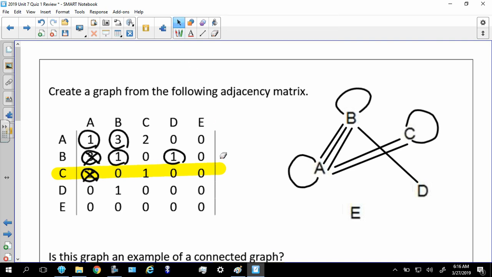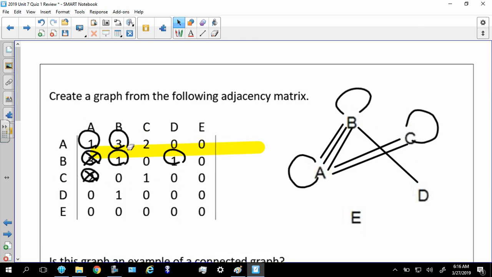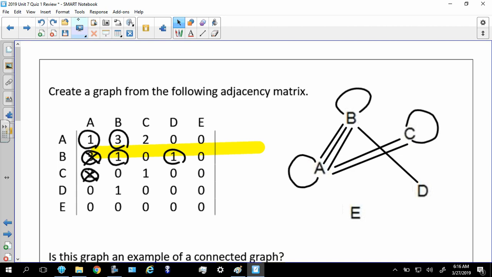So let's move on to D here. All right, D to B. Oh, that's already been drawn, so that's going to be a skip. So that's going to be a skip right there, and then we're done. And then E is connected to nothing. All right, so this is our graph here.